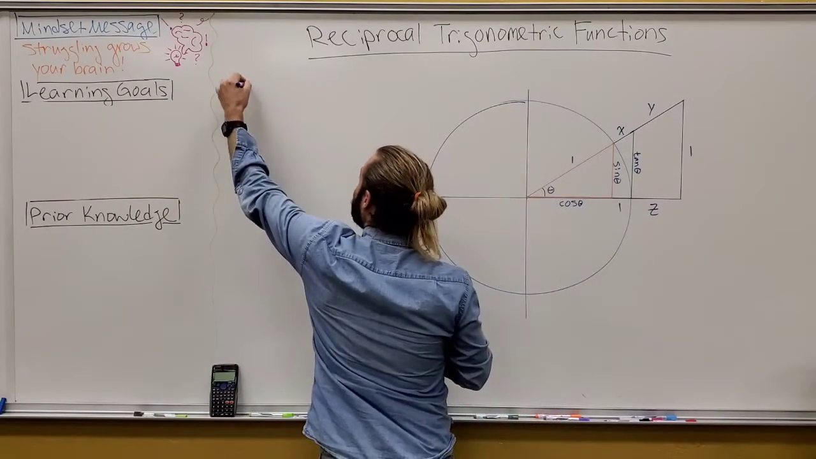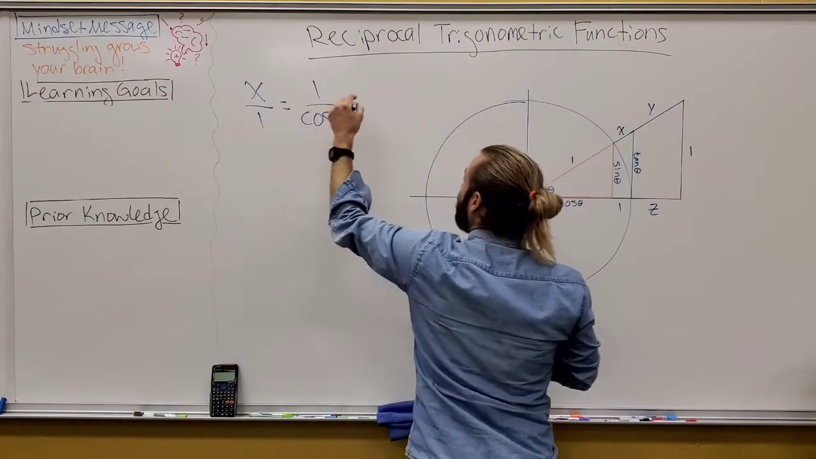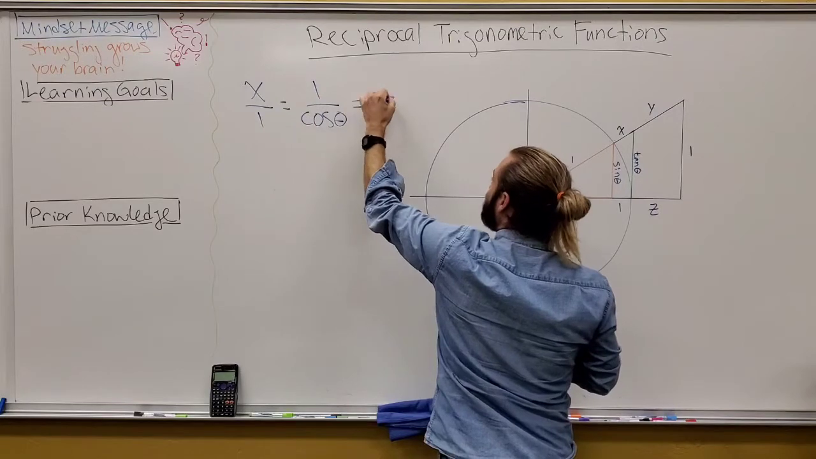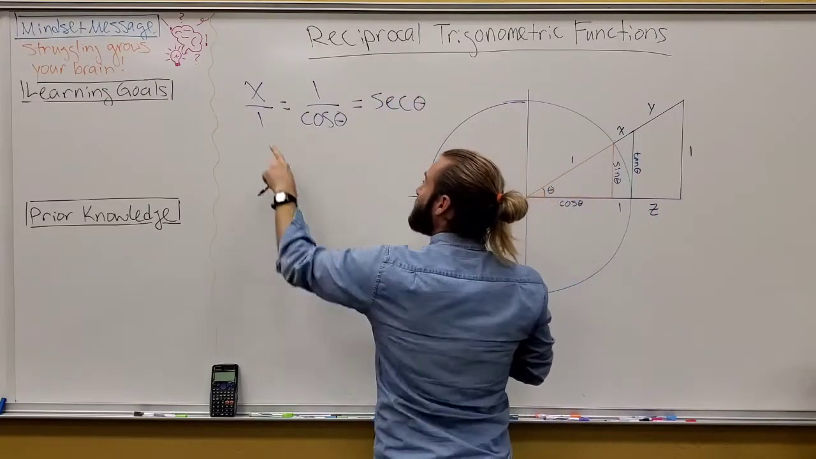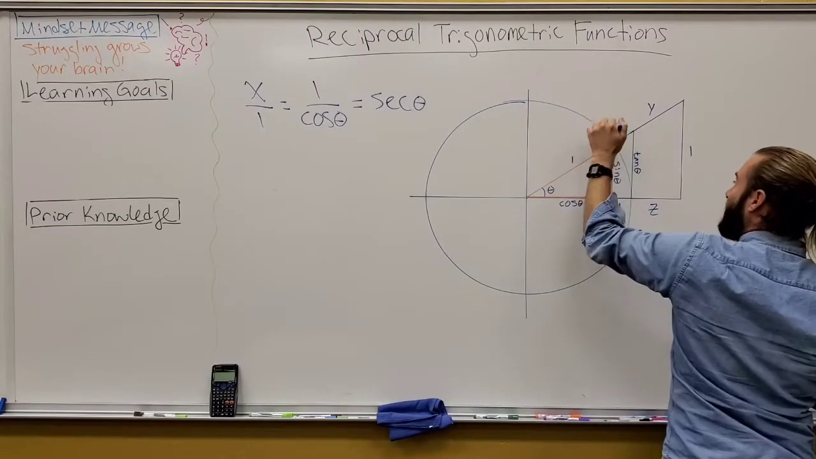So we can write that one down. x to 1 equals 1 over cosine theta. But we already know that we've defined that to be secant theta. So it looks like x is secant theta. So I'm going to label that here. Nice.